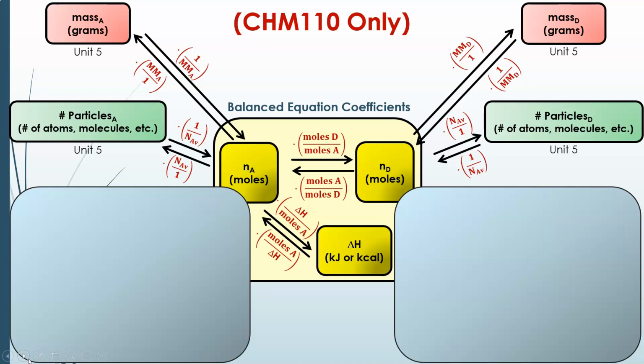So this is your overall pathway. You're going to go from grams or particles to moles. You need to get to moles. You can convert moles of one thing to moles of another thing, and then you come out of the yellow box and turn it into what you want in the end. And that's usually going to be grams, but occasionally it might be particles.